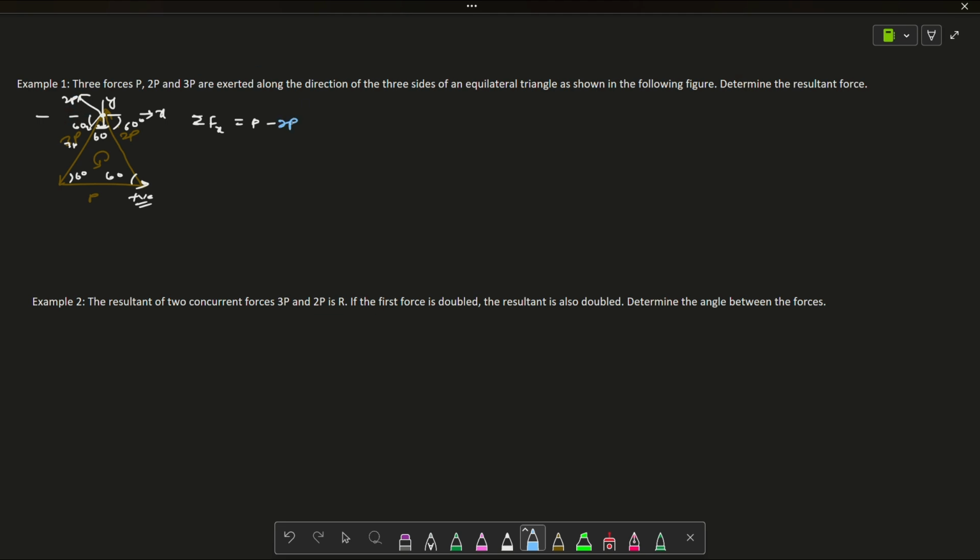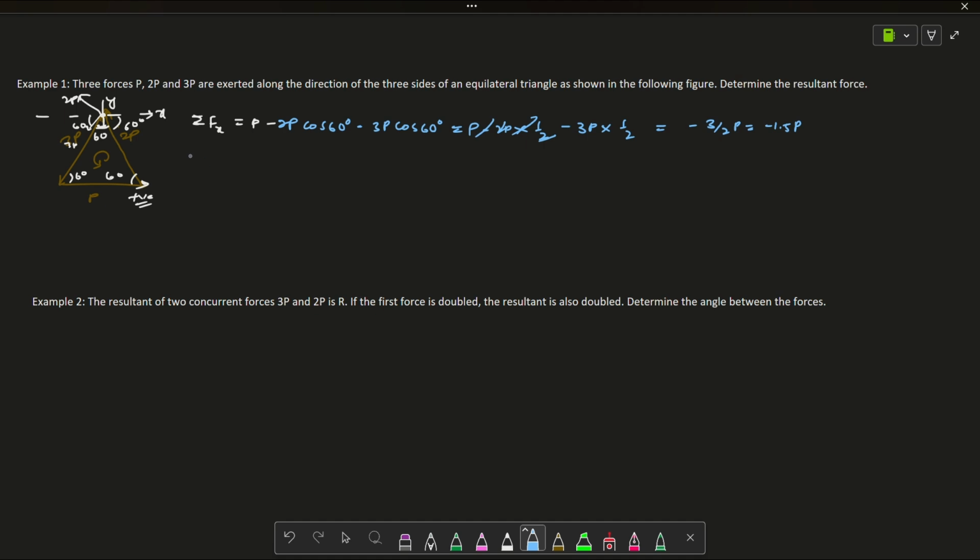So we will write P minus 2P cos 60 minus 3P cos 60. How much is it? It becomes P minus 2P into cos 60, which is 1 by 2, minus 3P into cos 60, which is 1 by 2. The 2 and 2 cancel, so it will remain minus 3 by 2 P, that means minus 1.5P.